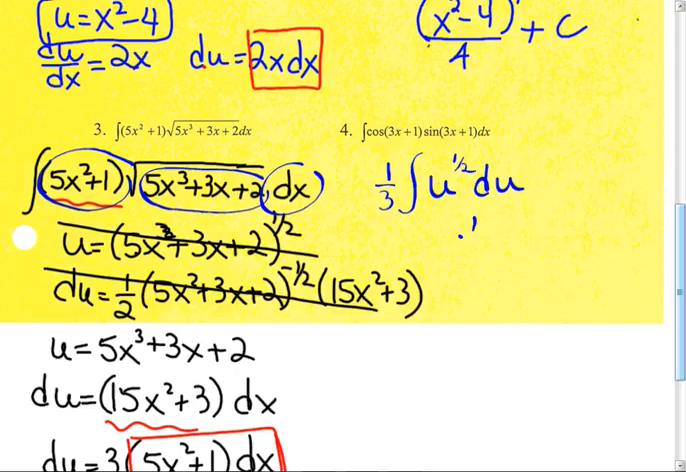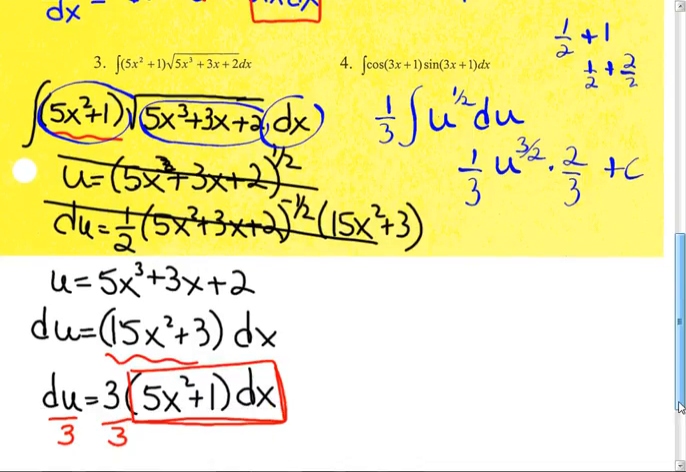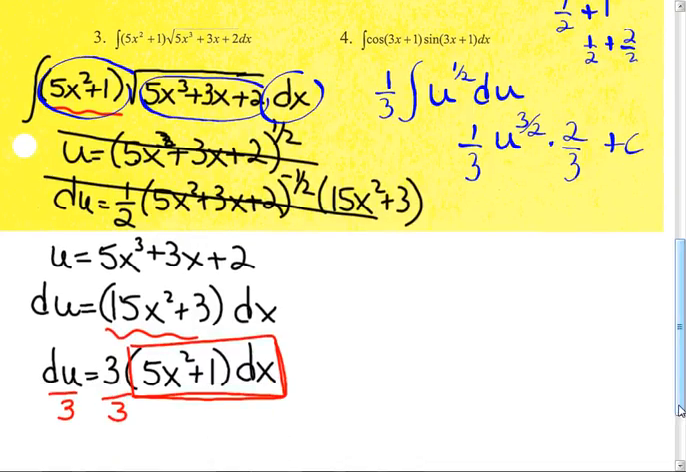So it's 1/3, and it's u to the what? Add 1. 1/2 plus 1 is 1/2 plus 2/2, which is 3/2. And I don't want to divide by 3/2 because that's too hard. So dividing by 3/2 is the same as multiplying by 2/3. Good. Plus C. And if this is multiple choice, you would have to finish this. So 2/3 times 1/3 is 2/9.